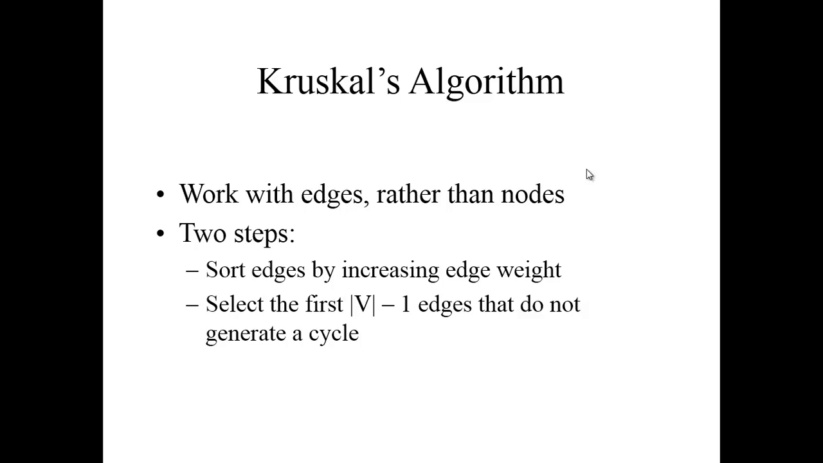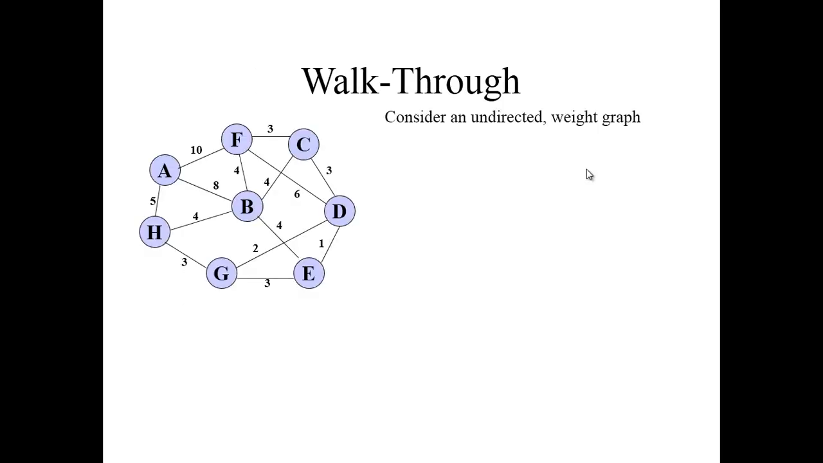Next is Kruskal's algorithm. Now, what is the use of Kruskal's algorithm? It is also used to find out the minimum spanning tree, but the method here is a little bit different. In Kruskal's algorithm, firstly we will arrange all the edges by increasing edge weight, and we will select the edges that do not generate a cycle and have minimum edge weight. And in Kruskal's algorithm we will work with edges rather than nodes.